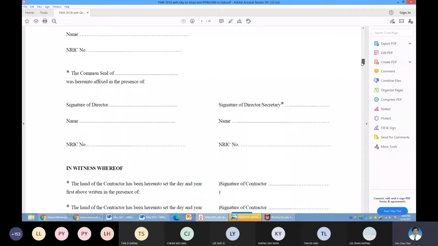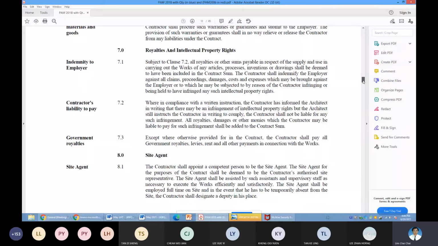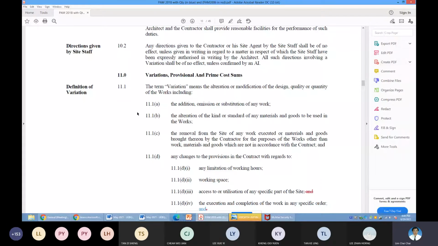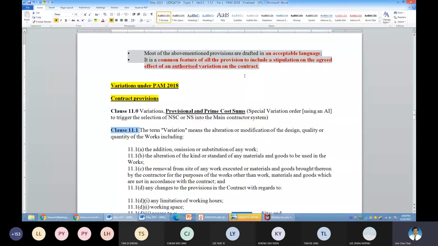So you need to really understand each and every one of the provisions here. First of all, the definition of variation. What is the meaning? When you're looking into it, it has to be alteration, modification on the design of the project, quality and quantity of the project. So this is the meaning, a broad meaning.